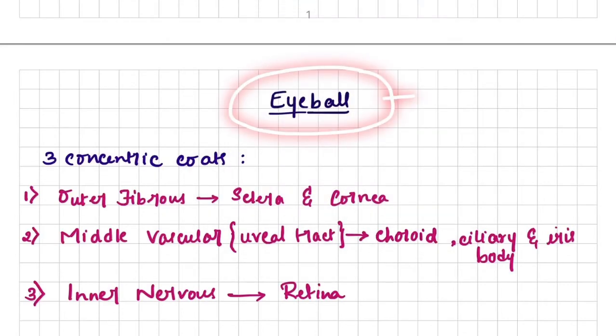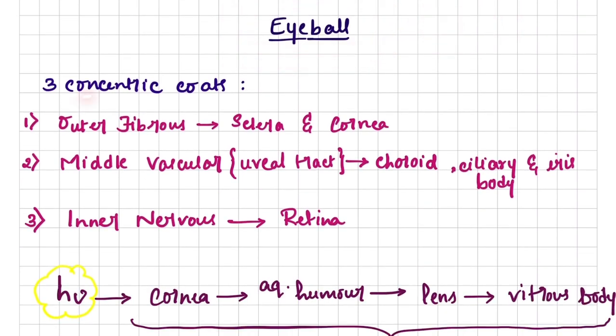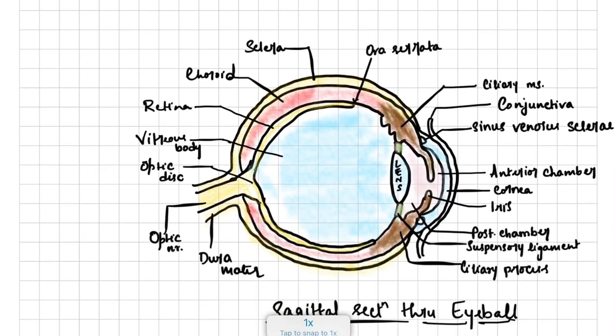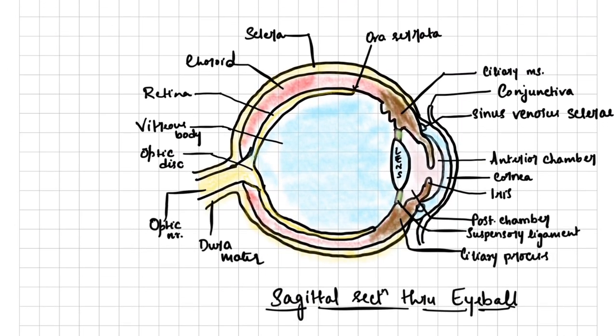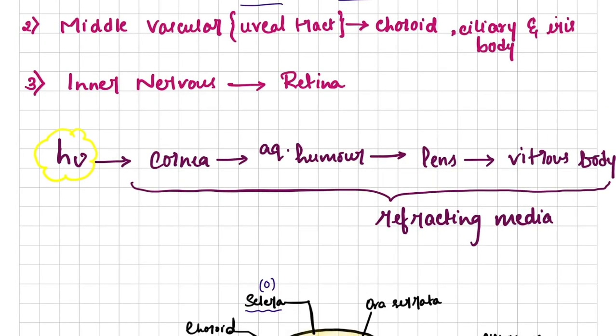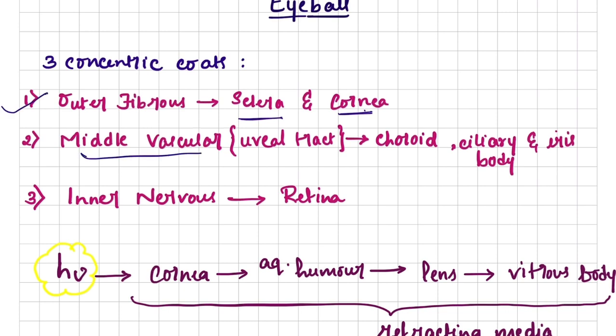Today we are going to understand the eyeball. First of all, there are three layers or three coats: the outer fibrous, middle vascular, inner nervous. Fibrous includes sclera and cornea. In the diagram, the yellow part and the blue part seen outermost are the two fibrous coat. The middle vascular includes the three structures we'll see in the diagram.